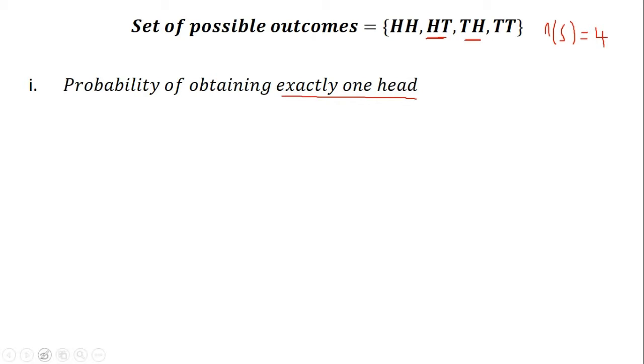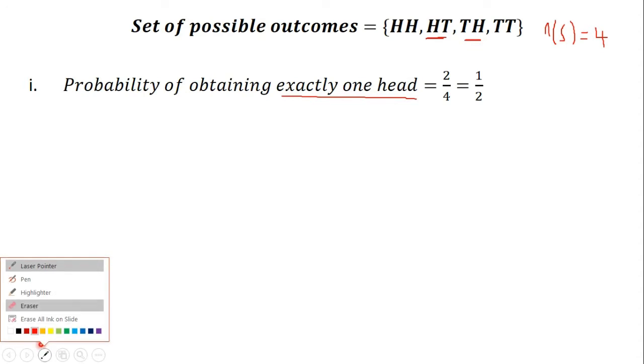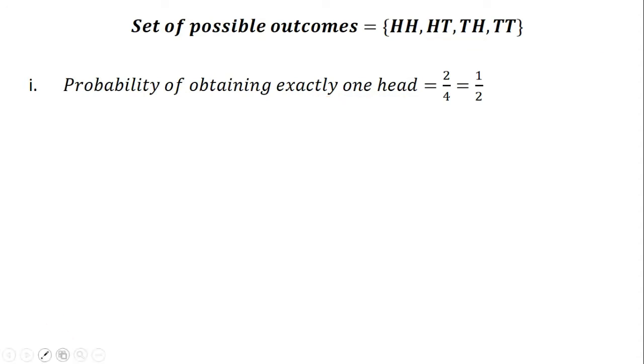Since there are two, the probability is going to be 2, that is the number of members in the event, divided by the sample space, which is 4. So 2 divided by 4, we simplify that and we are going to get half, or 1 divided by 2. So the probability of obtaining exactly 1 head is 1 divided by 2.